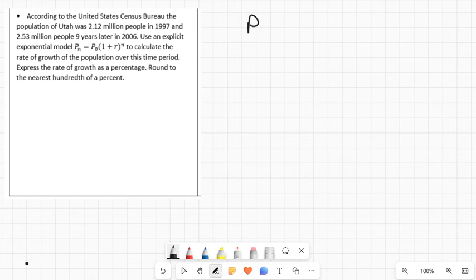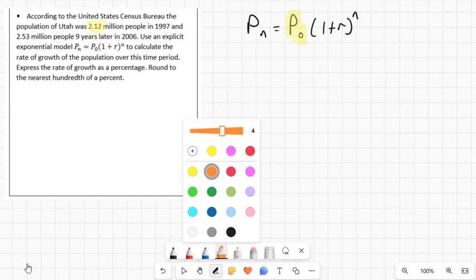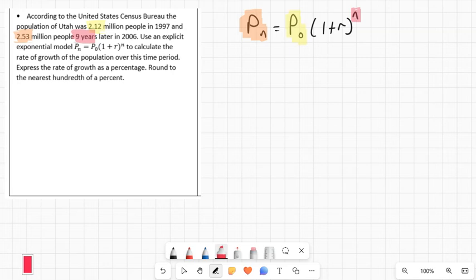All right, so let's start off with our exponential growth model. As we read through this, the population was 2.12 million in 1997. That would be our initial value. 2.53 million, that would be after some growth has happened. 9 years later, that would be the value for n. So we have everything we need to find r.